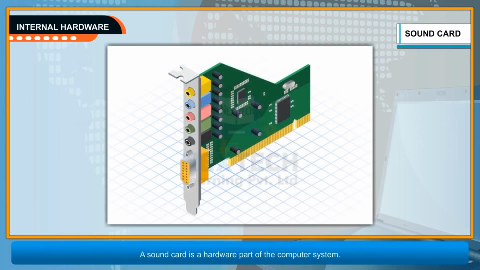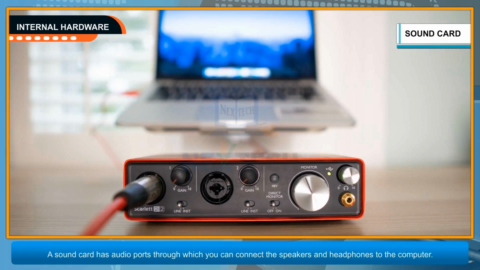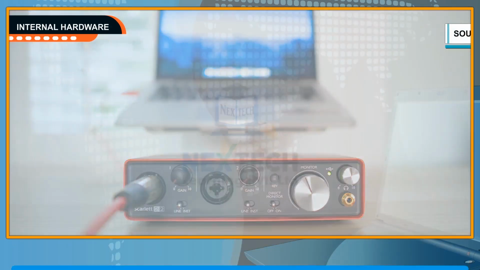Sound card. A sound card is a hardware part of the computer system. It is located inside the CPU box and is used to convert the sound into digital form and vice versa. It allows the computer to play music with the help of an output device like a speaker. A sound card has audio ports through which you can connect the speakers and headphones to the computer.